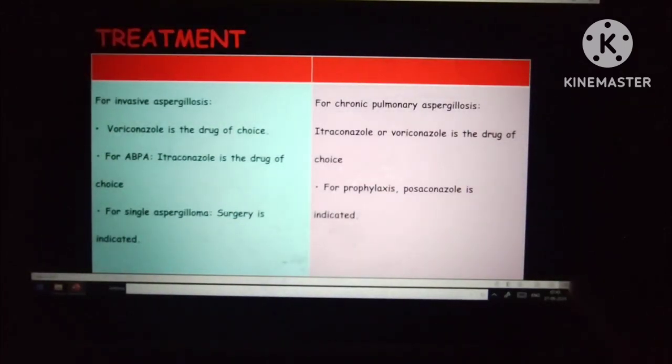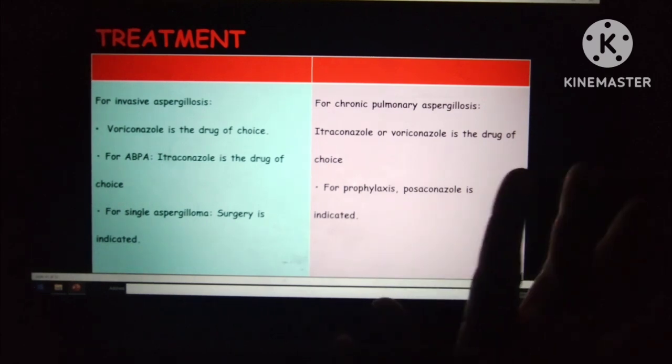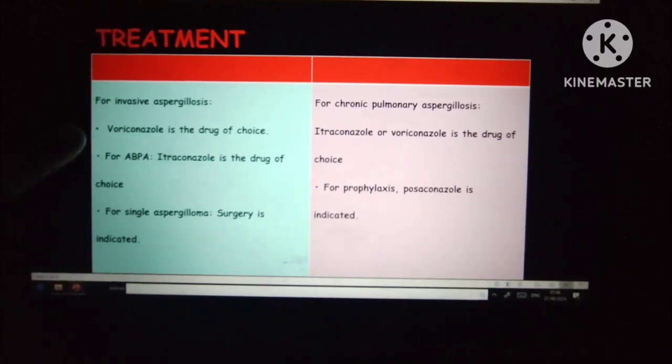Here the treatment, I told already. First, whenever they come with an invasive aspergillosis, voriconazole. If allergic bronchopulmonary aspergillosis, it is itraconazole. If it is a single aspergilloma, just surgery. In case of chronic pulmonary aspergillosis, itraconazole or voriconazole. For prophylaxis, we can give posaconazole or whatever. But I think these are the basic drugs you want to remember.